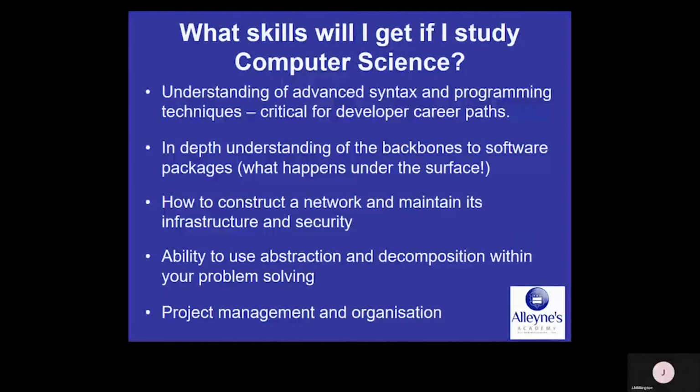What skills? Well, we've already spoken about this a little bit, but it's the idea of furthering what skills you've already got. So furthering your programming techniques, which is particularly critical if you want to go down the software developer pathway. But not only that, also understanding the actual backbones, what's going on underneath when we are using the software. So not just using it, but making sure we fully understand it, because if we do, then we're able to be more efficient and more productive, which will help us with whatever pathway we choose, really. How to construct a network and maintain its infrastructure.